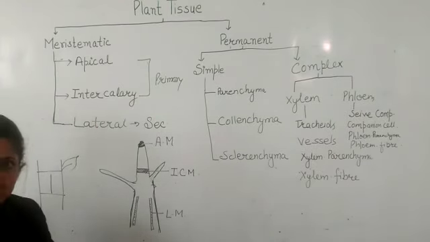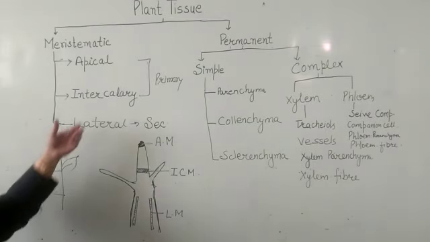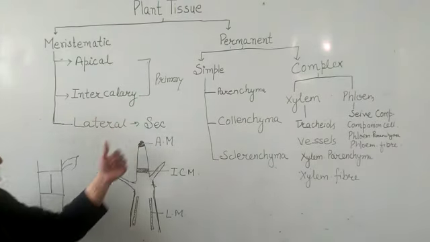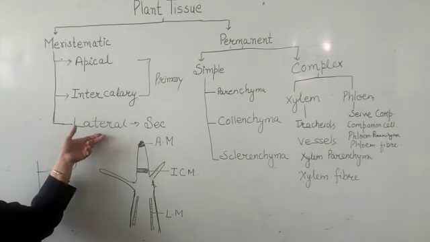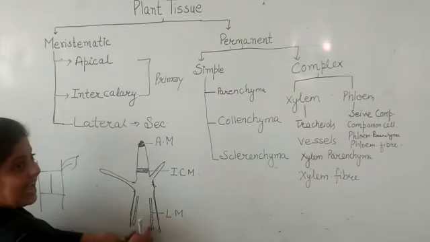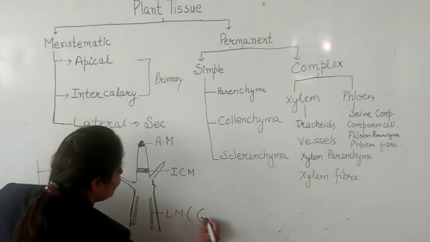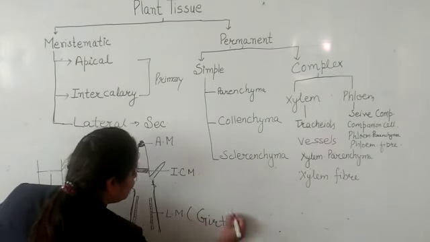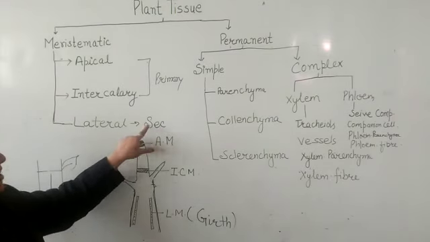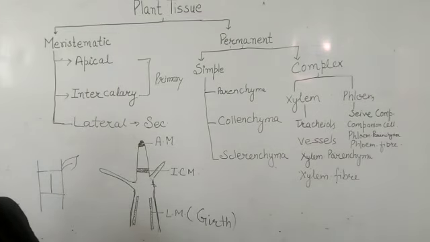It will give rise to the leaf, and it will increase the size of the petiole. Likewise, intercalary meristematic tissue is also responsible for the primary growth of the plant. Now coming down to the lateral meristematic tissue. Lateral meristematic tissue is present on the sides of the roots as well as stems, and it helps in increasing the girth or the diameter of the plant. So it is responsible for secondary growth of the plant, that is, the diameter of the plant.